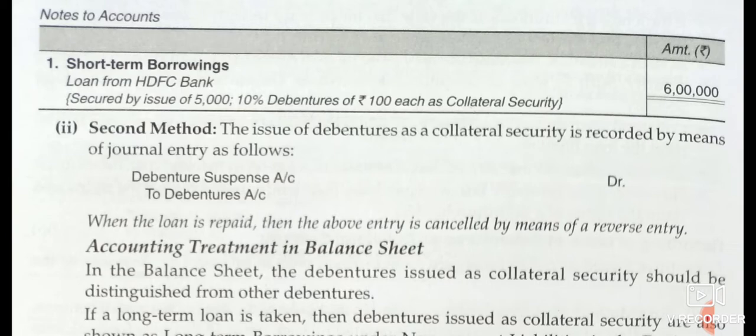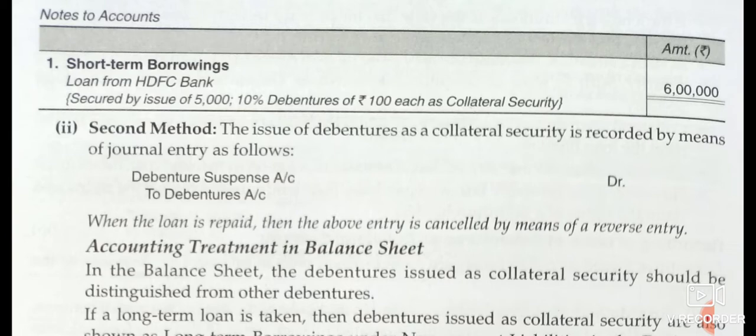Now the second method. In this method the entry for issuing debentures as collateral security is also recorded. Means first they will pass the entry of taking the loan, that is bank account debit to bank loan account, which is not given here, and then they will pass the entry for issuing the debentures as collateral security. The entry will be debenture suspense account debit to debentures account.